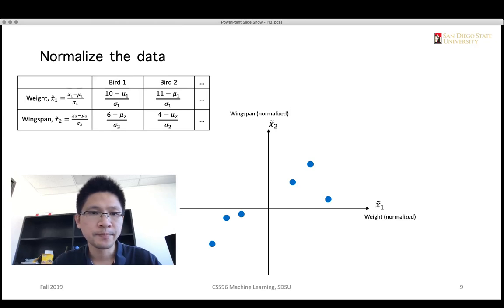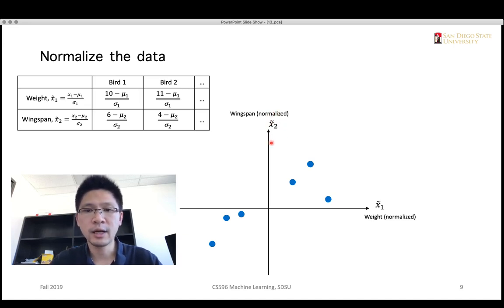Next, using the mu's and sigmas we just computed at the previous step, we can now normalize all the data points. Okay, so how we normalize the data points is to subtract the mean value from that data point and then divide by the standard deviation, so that each feature is normalized into a normalized scope. Okay, so now we call the normalized features x1 tilde and x2 tilde, with this little curly tilde above x.